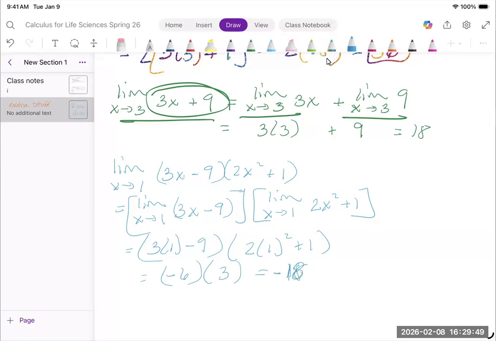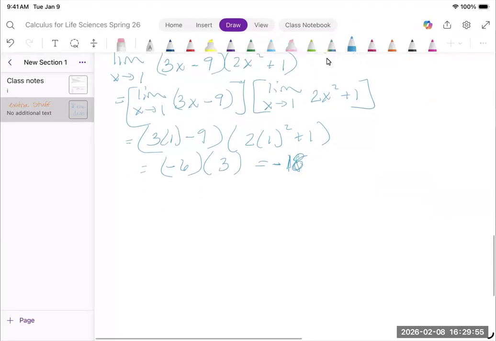Again, this is not the example of when we would use this necessarily, but just to show you what the rule is in action. So then, same thing with division. Say I have the limit as x approaches 1, which was kind of nice to work with, of 3x minus 9 over 2x squared plus 1. Same thing. We can take the limits independently of each other.